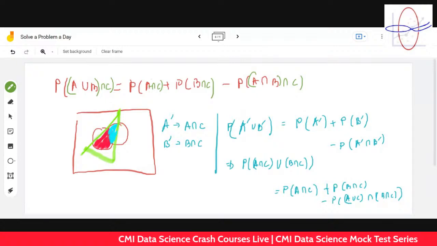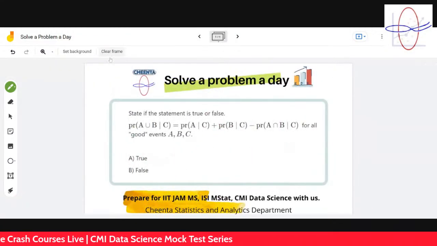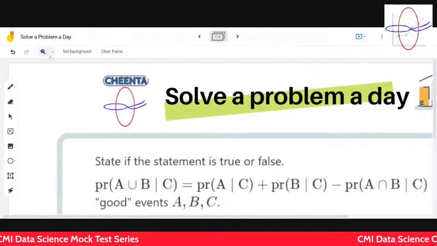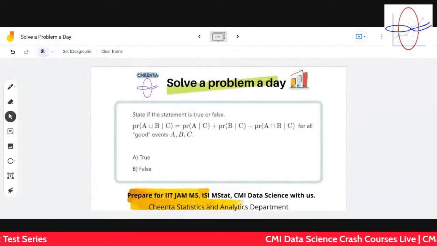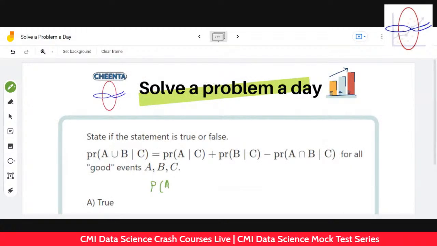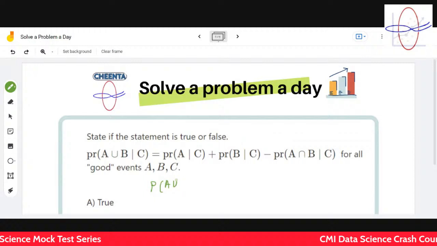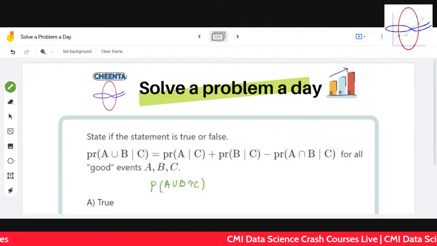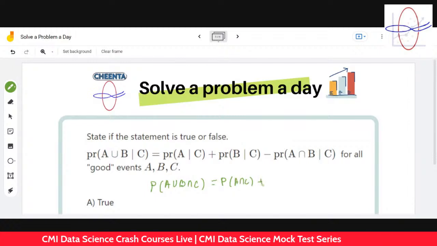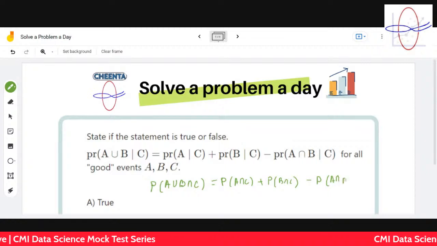It's really beautiful, and we get this final form. We get that the probability of A union B intersection C is equal to probability of A intersection C plus probability of B intersection C minus probability of A intersection B intersection C.